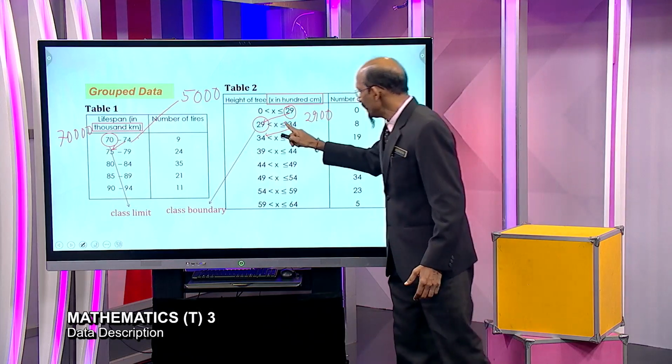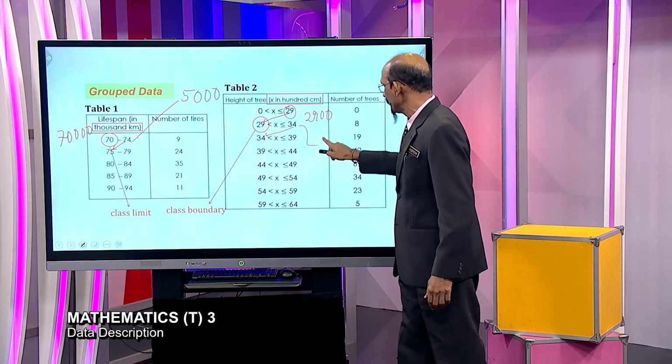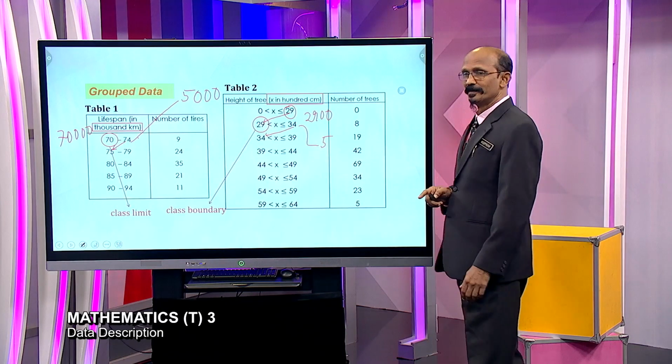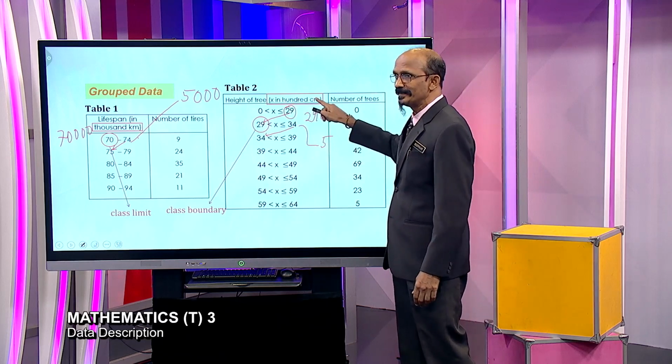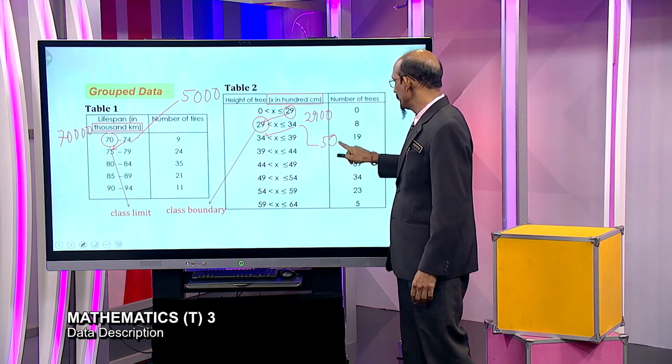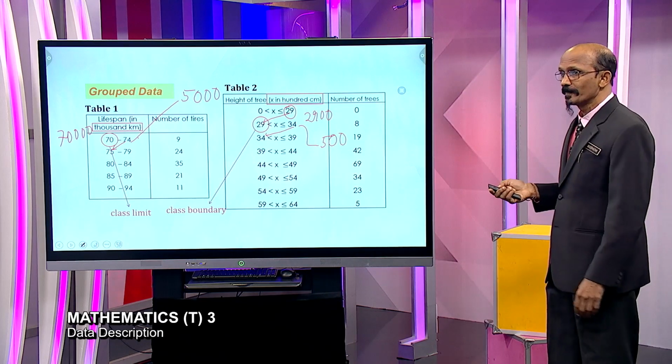Same thing goes here. If you notice, the class interval here is also 5. Students will tend to write 5, but you must be careful that this is in 100 cm, so your class interval will be 500. This is a very common mistake among students.